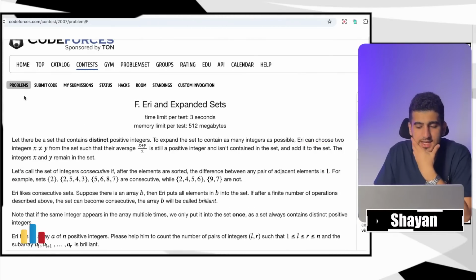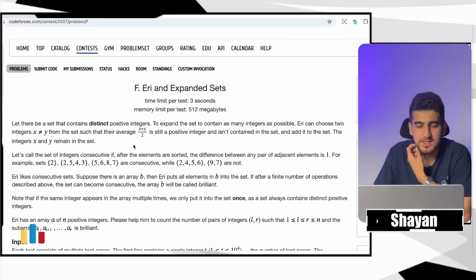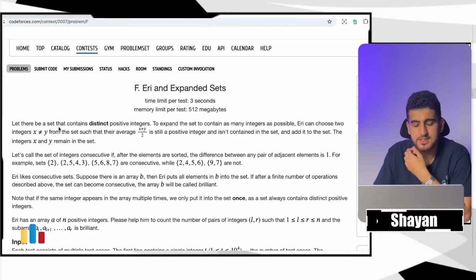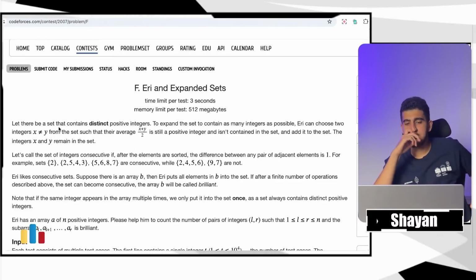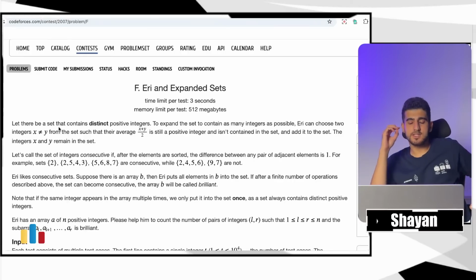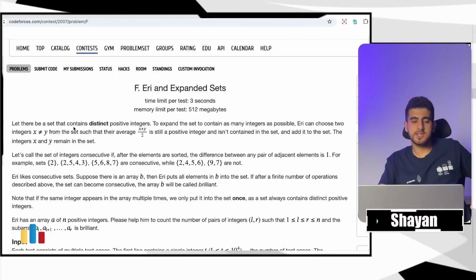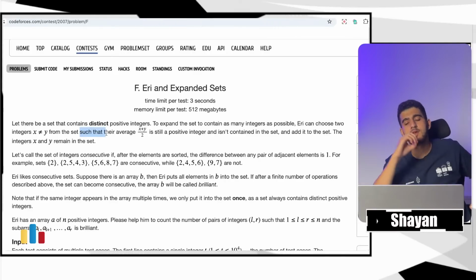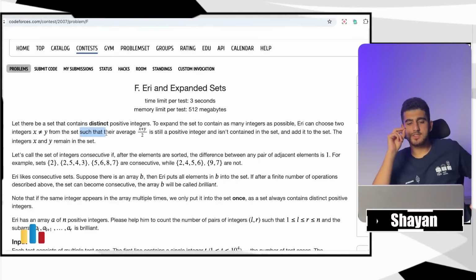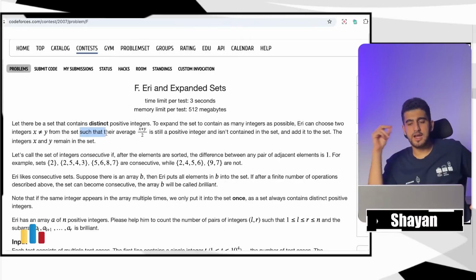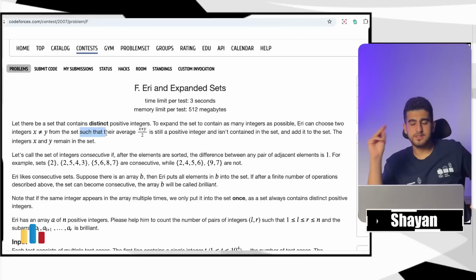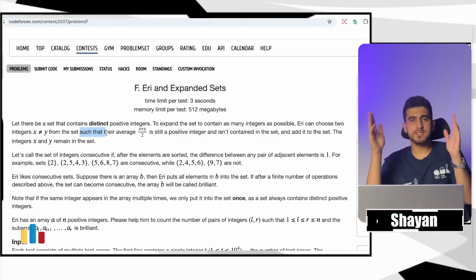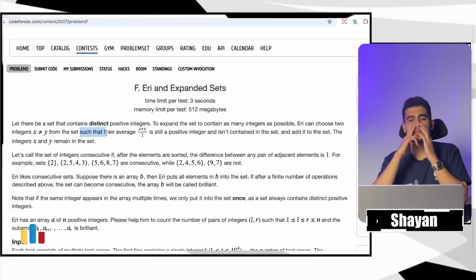But anyway, the next problem, area and expanded sets. It says: let there be a set that contains distinct positive integers. To expand the set to contain as many integers as possible, A can choose two integers x and y from the set such that their average is still a positive integer and isn't contained in the set, and add it to the set. The integers x and y remain in the set. So each time we can choose two numbers x and y and add their average to the set.